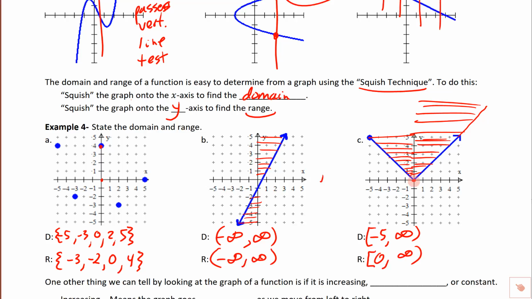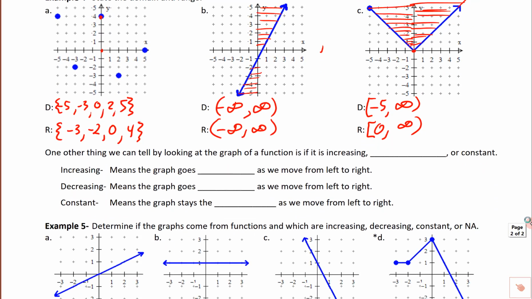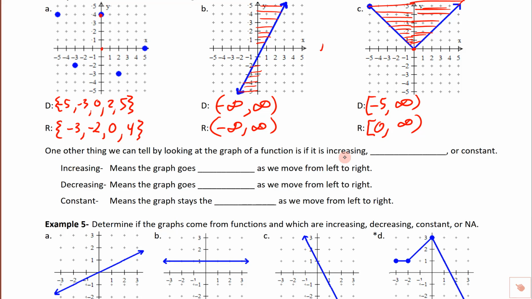actually hit 0. Okay, now we want to talk about one other thing that you can tell just by looking at a graph, and that is whether the function is increasing, decreasing, or it can be constant. And sometimes we'll have some weird combinations of those, but for the most part, we're going to be able to tell whether a function is increasing, which means the graph goes up from left to right. So as we move along the graph from left to right, does it go up or does it go down? If it goes down, then we call that a decreasing function.